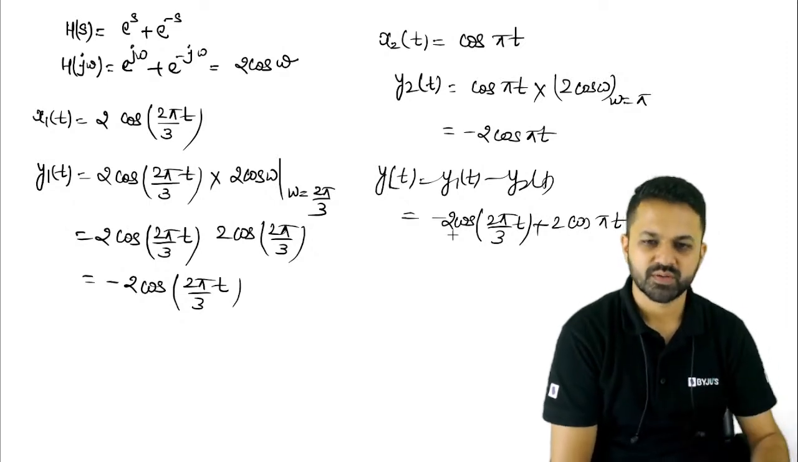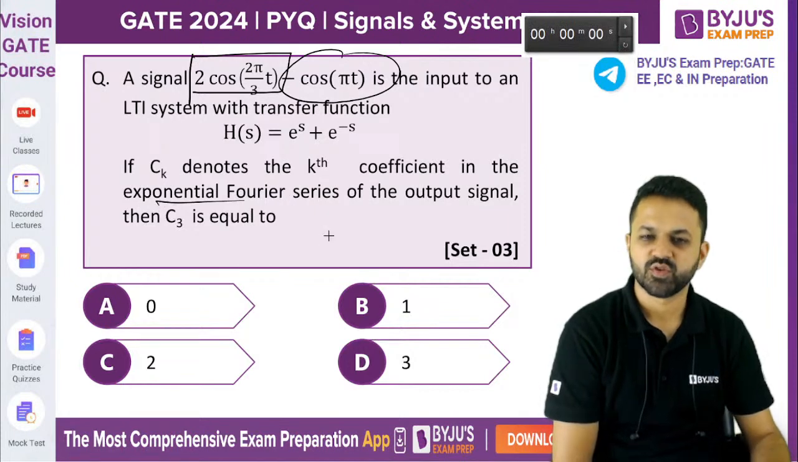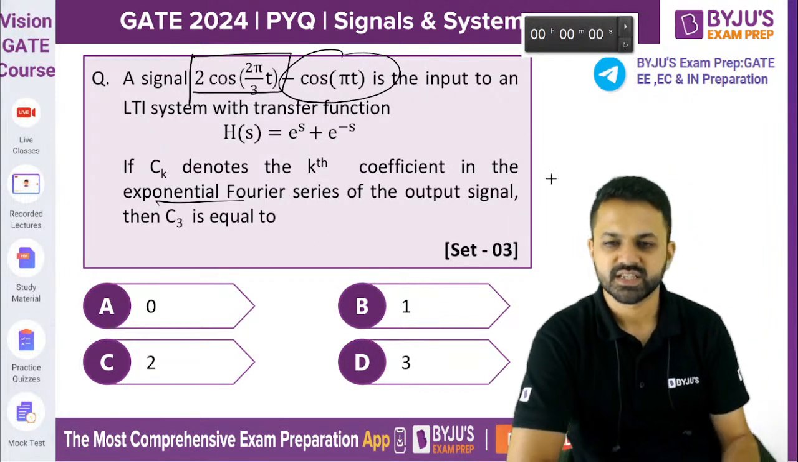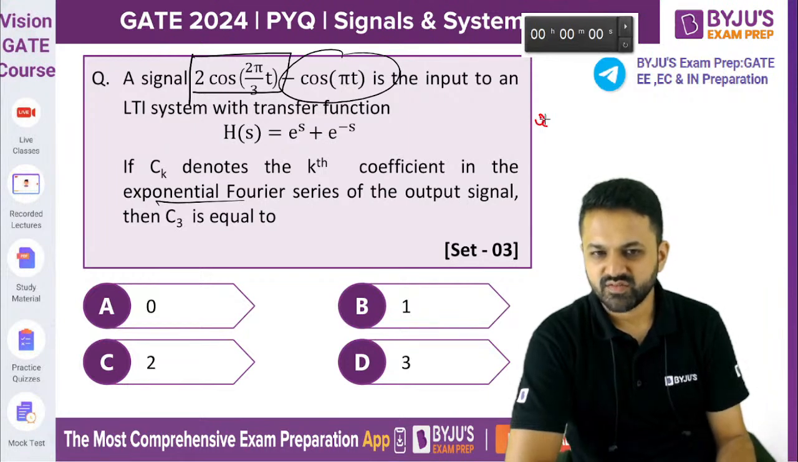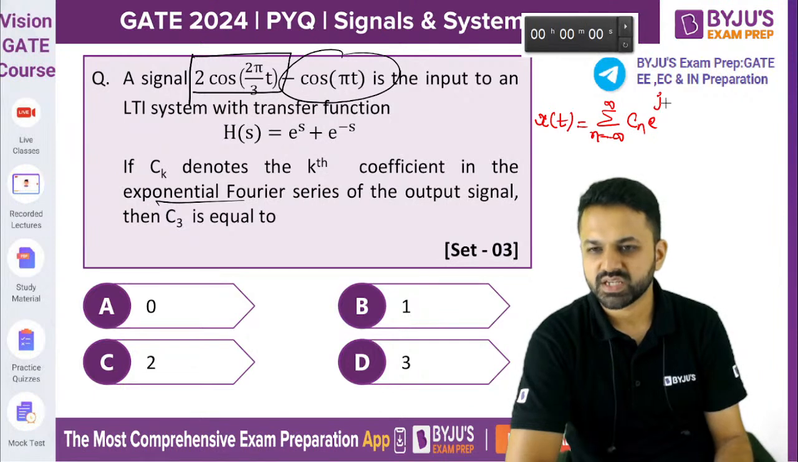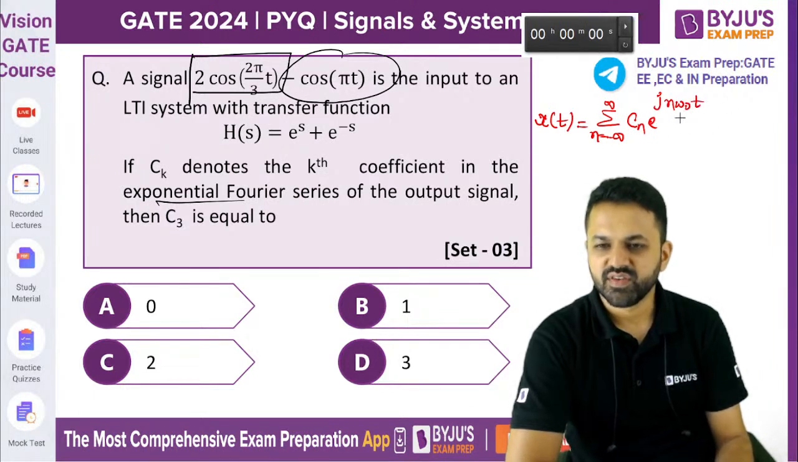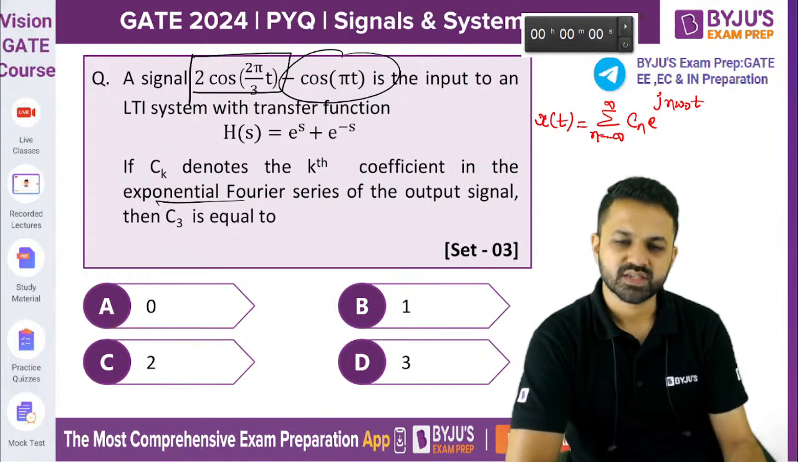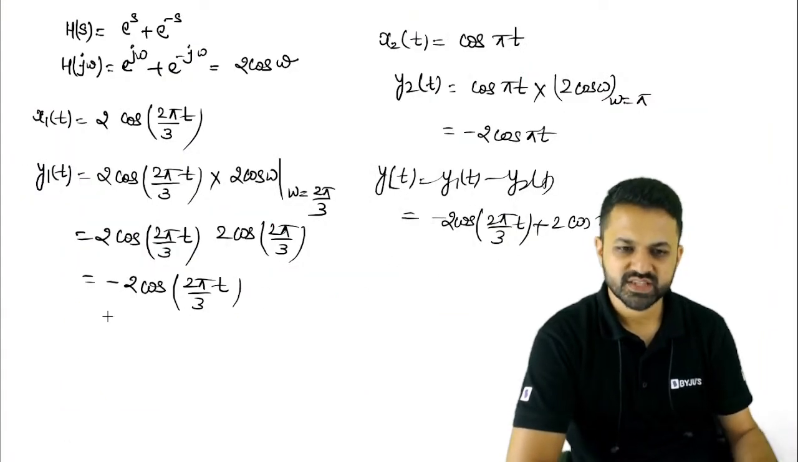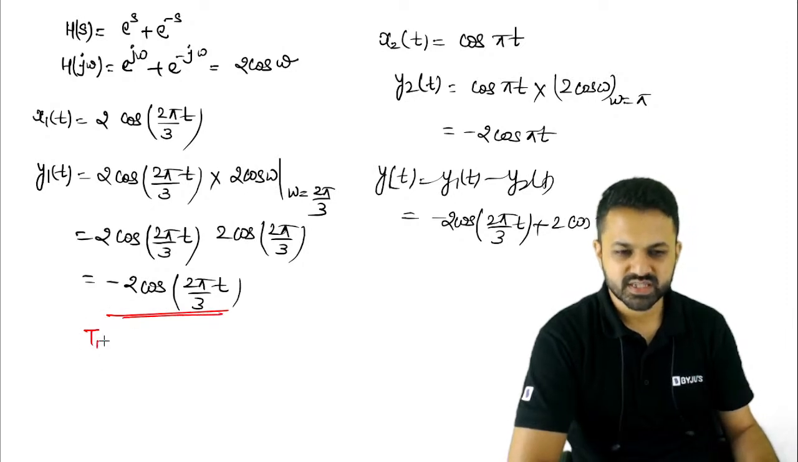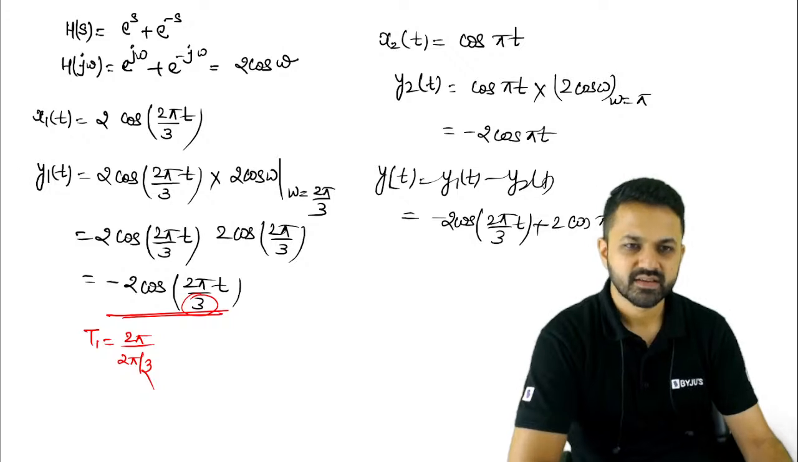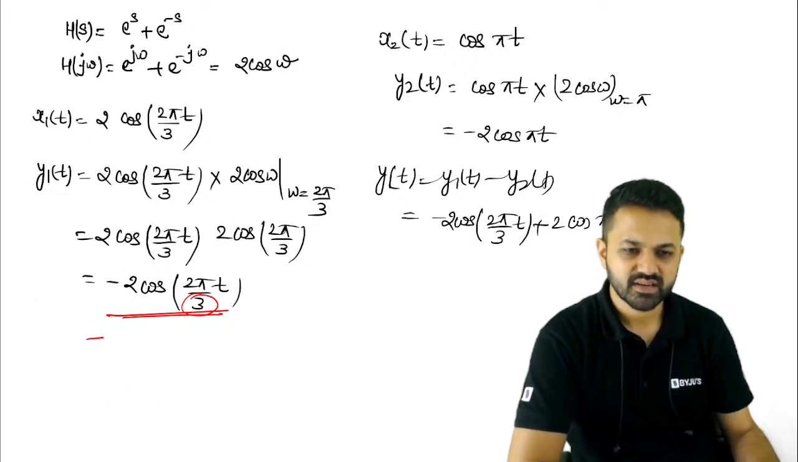Because we want to represent it in terms of the exponential Fourier series. What is the expression for the exponential Fourier series? It says any periodic signal, let us say x of t, is the summation from n equal to minus infinity to infinity of c n e to the power j n omega naught t. So we have to represent it in terms of omega naught. For this function, what is the time period? T equals 2 pi by omega, where omega is 2 pi by 3, so the time period is 3.